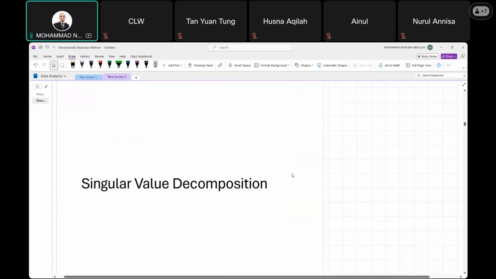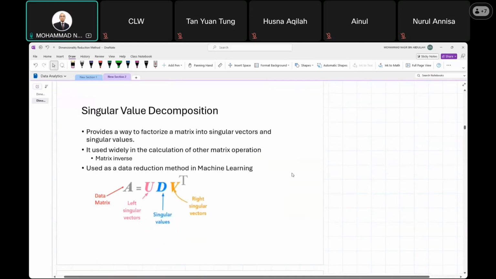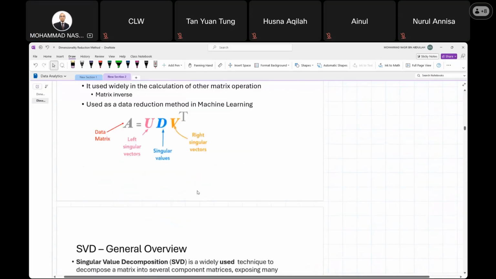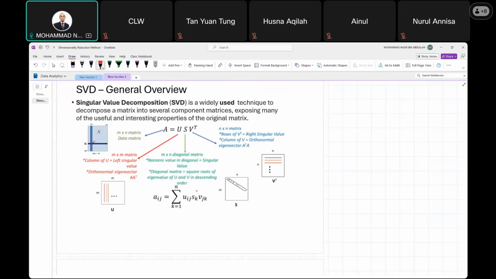Right, now let's look at the first method, which is singular value decomposition. So what is singular value decomposition? It provides a way to factorize a matrix into singular vectors and singular values, right? Basically it reduces the rank of the original matrix of features to a smaller rank matrix, so that the original matrix can be recreated using a linear combination. So this is the linear combination: A equals U multiplied by B multiplied by V transpose, right? U means the left singular matrix, B is the singular values. Sometimes B will be represented as sigma or S, right? V is the right singular vector. So this is the explanation of the equation, right?